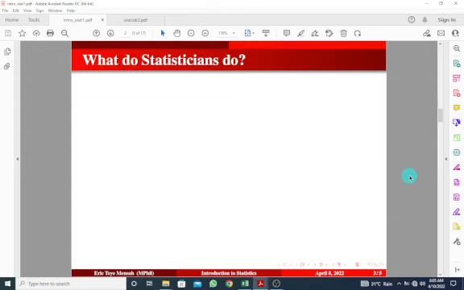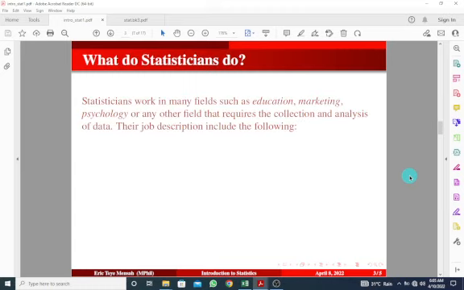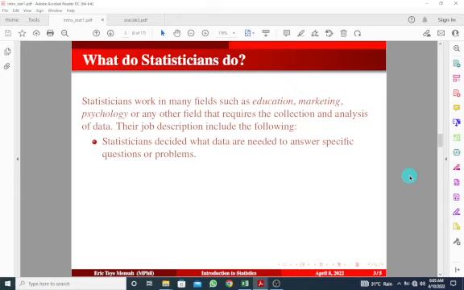Now the next thing is, what do statisticians do? So statisticians work in many fields such as education, marketing, psychology, or any other field that requires the collection and analysis of data. So their job description includes the following. One, statisticians decide what data are needed to answer specific questions or problems. And this is very key because as a statistician, you don't just decide to use any statistical method to answer any specific problem of your own choice.